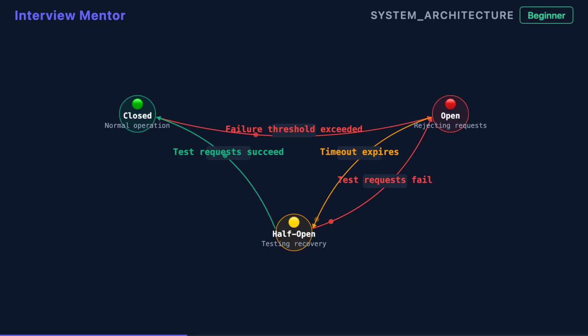Closed is the normal state where requests pass through. When failures exceed a threshold, it trips to open, immediately rejecting all requests without even trying. After a timeout period, it enters half open, allowing a few test requests through. If those succeed, it closes again. If they fail, it reopens.